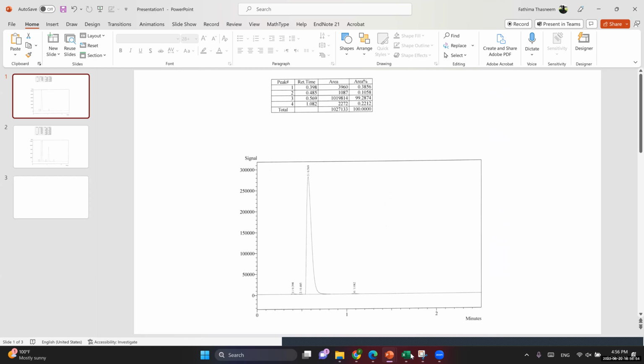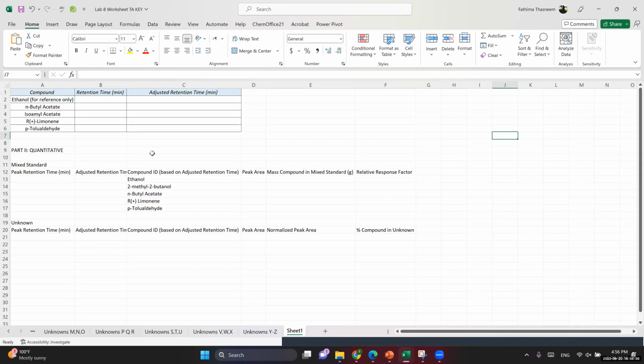It's easy if you take an Excel sheet and report your retention time for the solvent peak and for each of the standards you are running, and then calculate the adjusted retention time in the next column. So that is part A.